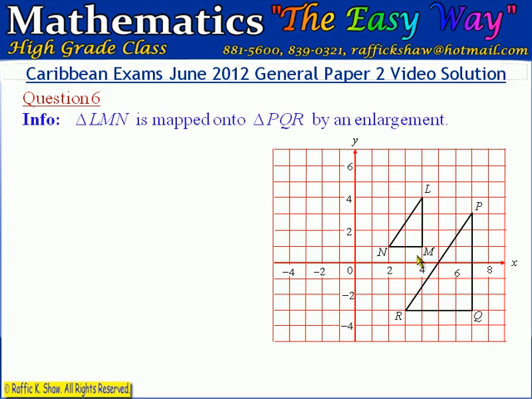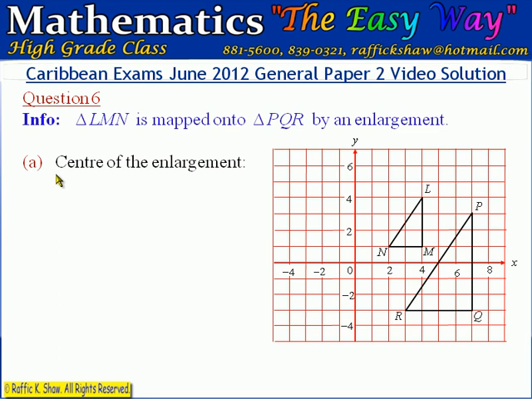The scale factor is also a positive 2 because the image and the object are pointing in the same direction and they are located on the same side of the center, because as we said, the center of the enlargement would be somewhere here. But let's go ahead now and answer the questions.